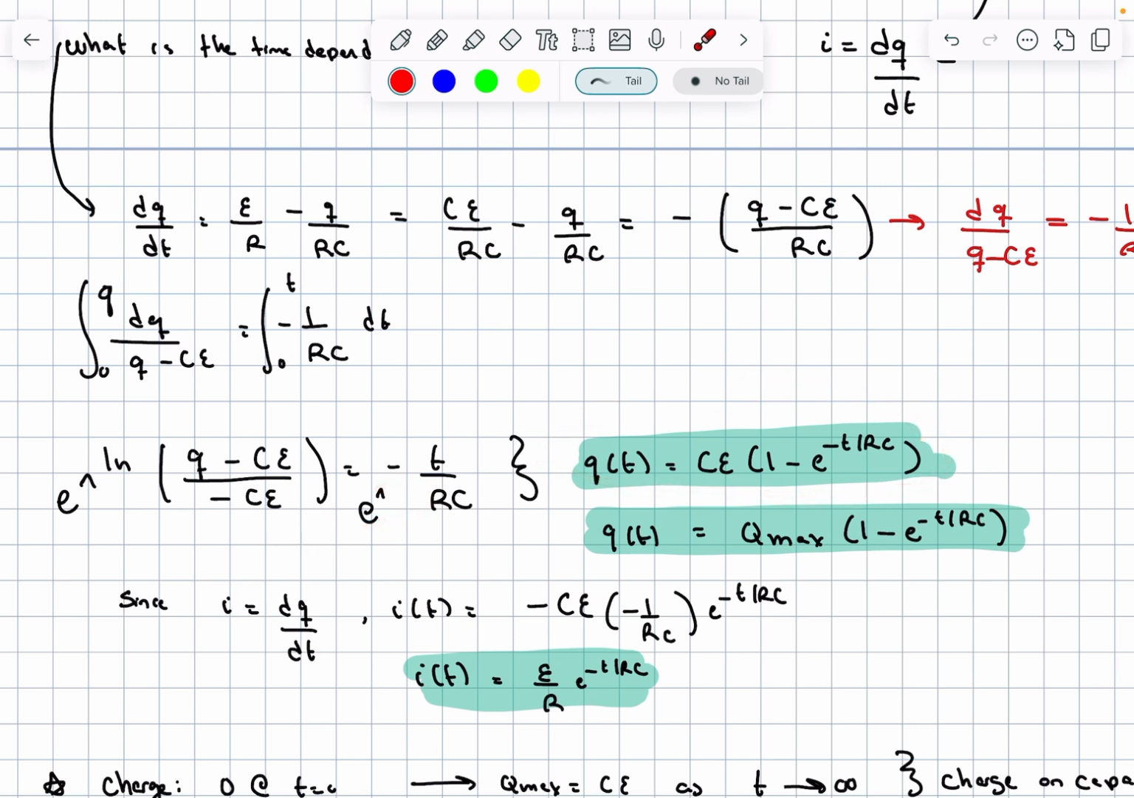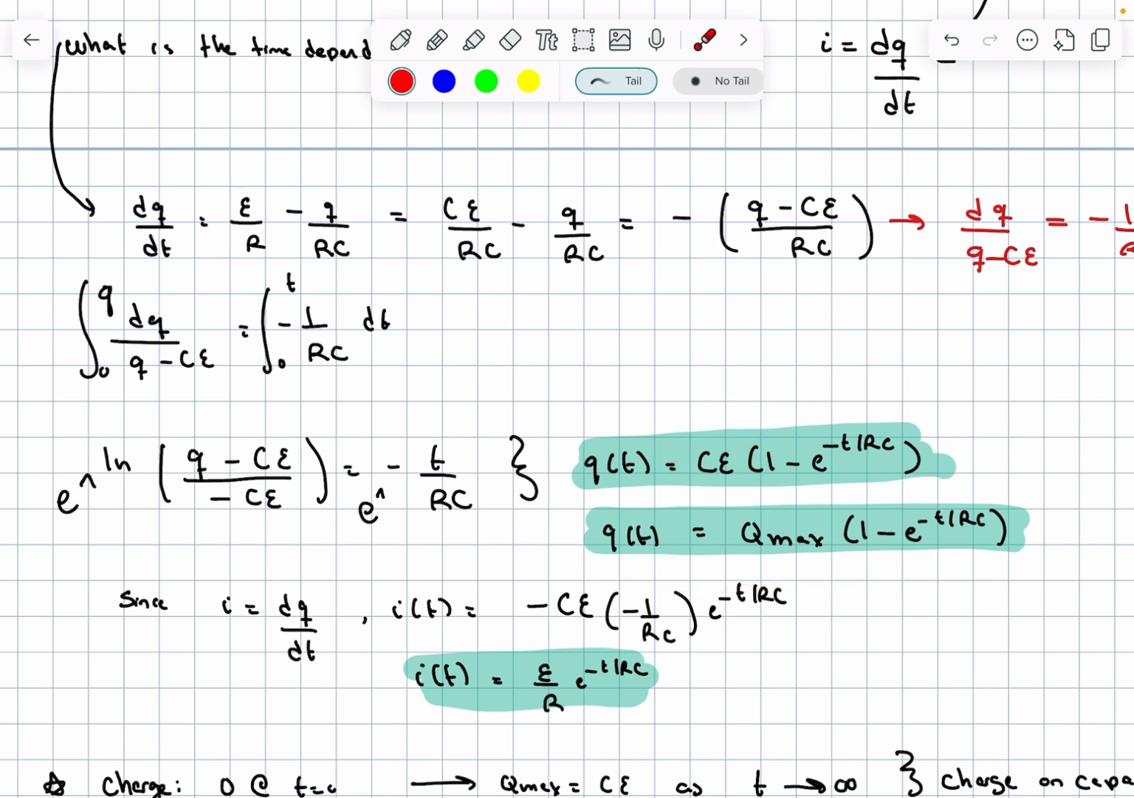So Q, being how much charge we have on the capacitor, we know it changes with time. It changes with time via this equation. So C, the capacitance, times our electromotive force, times (1 minus e to the negative t over RC). We also know that this here is Q max. So we can write it as such.